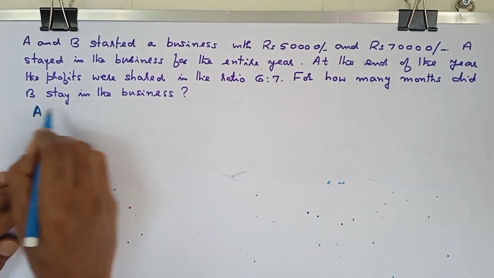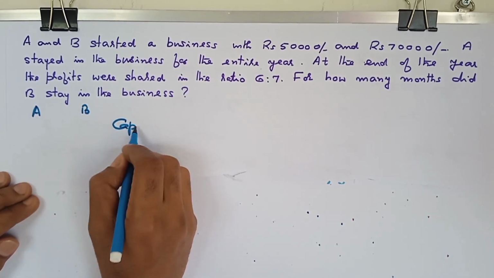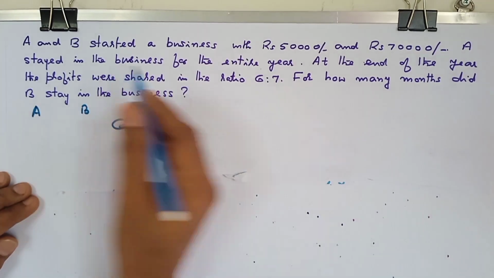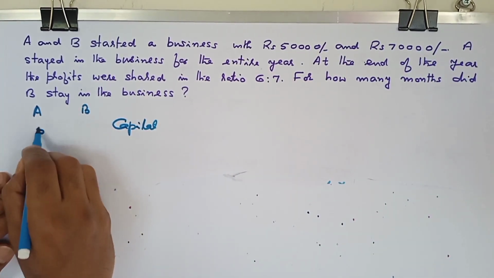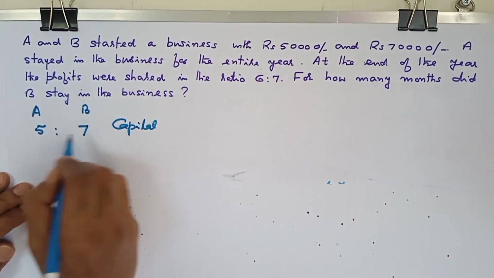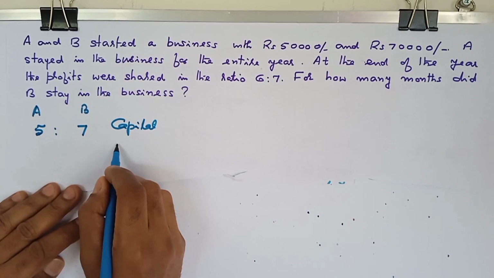Let's begin with A and B. So first, let's write the capital in the simplest form as a ratio. Obviously that will be 5:7, 50,000 and 70,000. Then period.